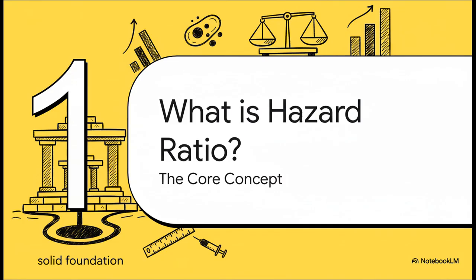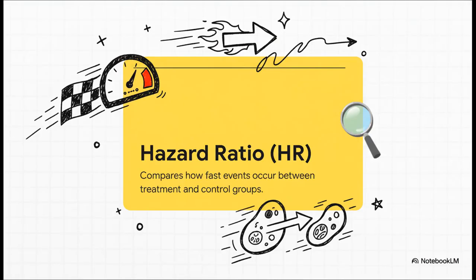All right, first up, let's get right to the core of it. What is this number, the hazard ratio, actually telling us? So here's the key thing to remember. The hazard ratio is all about speed. Think of it like a race. It's comparing how fast an event happens in one group versus another. Now that event could be something like the disease getting worse, or in some studies, even death. It's not about the absolute probability that it'll happen, but rather the rate at which it happens. It's a measure of speed, not of certainty.